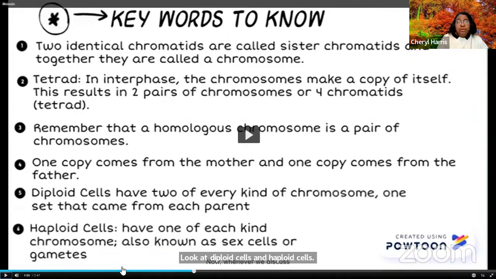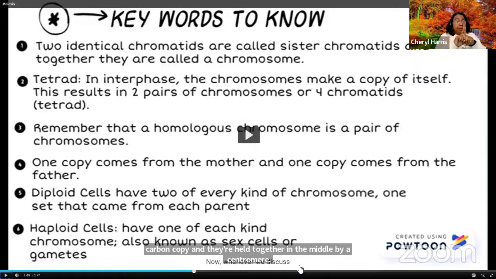All right, I'm going to pause it there because we need, like I said, vocabulary, vocabulary, vocabulary. So 2 identical chromatids are called sister chromatids, and together they are called a chromosome. It's an X-looking structure because one chromatid is attached to the other chromatid that is its carbon copy, and they're held together in the middle by a centromere, and together they are called a chromosome.